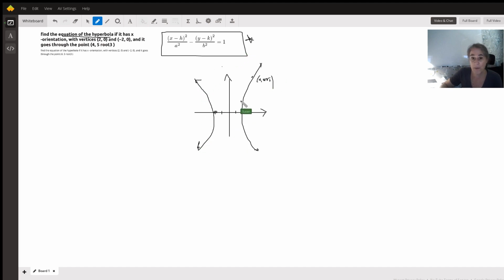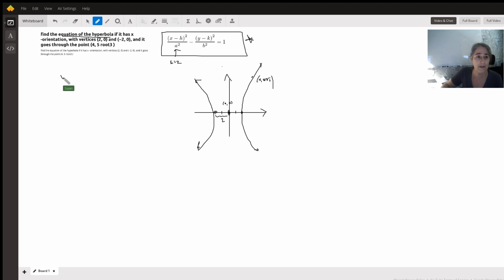Okay, so we know also that the center is right in between the two vertices here at (0, 0). So that's super helpful, because that means that the value of a is half the distance between the vertices, or 2, the distance between the center and the vertex. So we know a is 2. We don't know b and we don't know c, but we do know, again, the center is (0, 0).